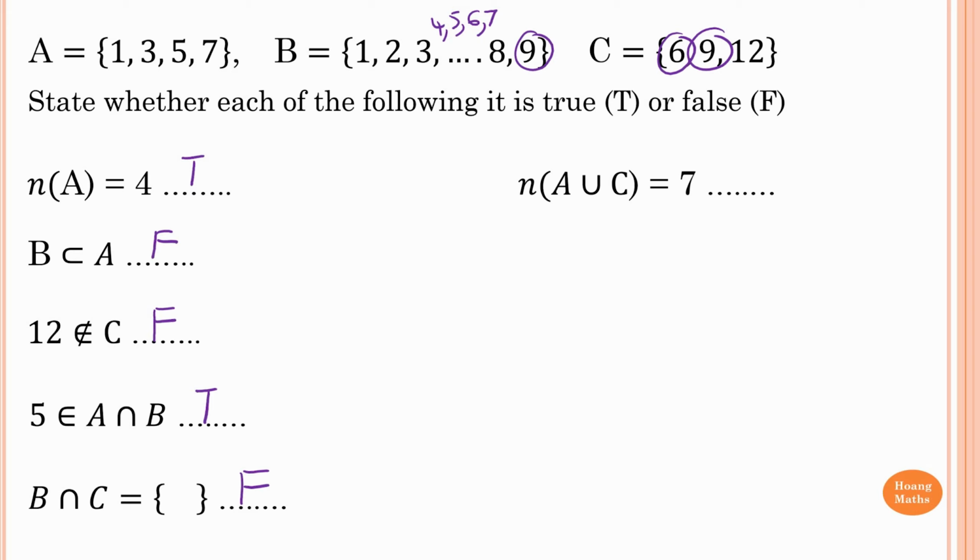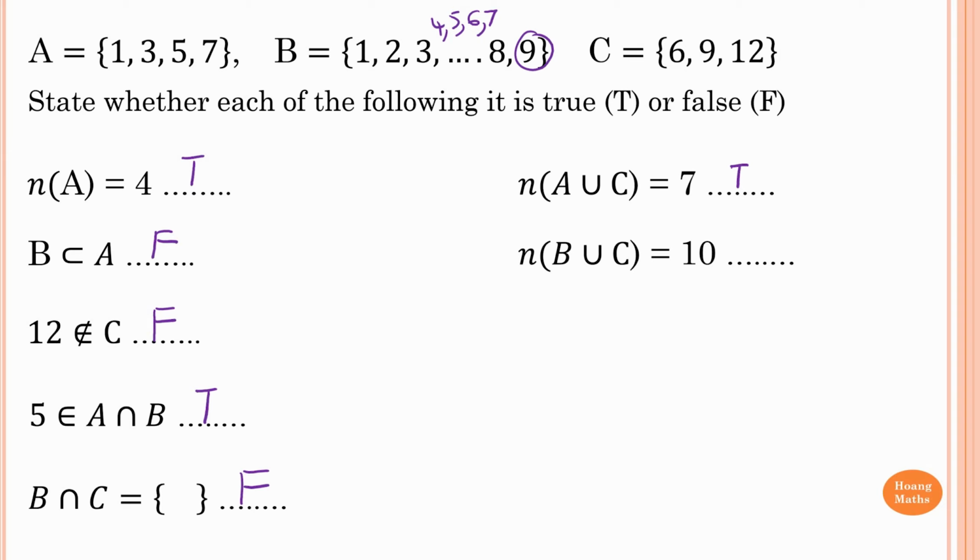Next one. So the number of elements in A union C is 7. To do this, I just write down A first. So we have 1, 3, 5, 7. For A and C, there are no common elements there. So I just write this down. 9, 12. 1, 2, 3, 4, 5, 6, 7. So the answer is correct. So this is true.